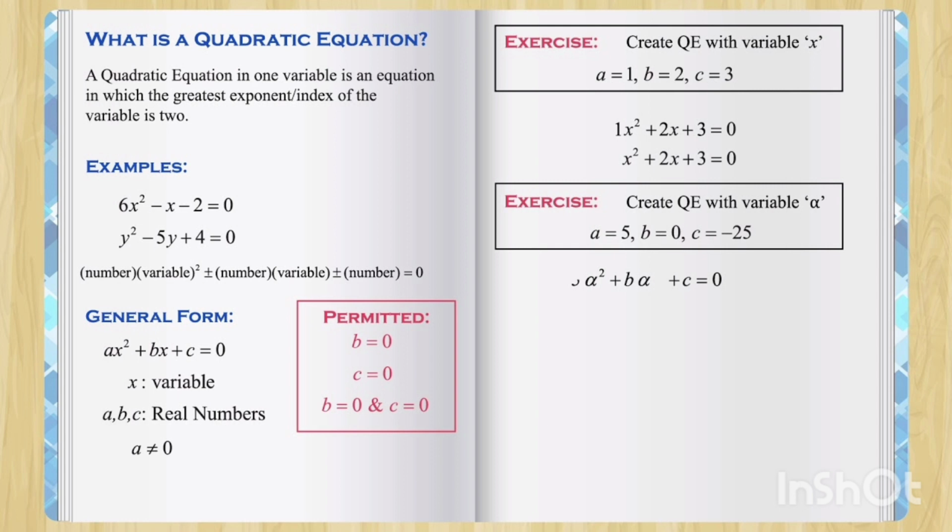The examples of quadratic equation are given here. 6x square minus x minus 2 equals to 0, y square minus 5y plus 4 equals to 0. So the highest power of x or y is 2 here. Okay, so here are some examples.